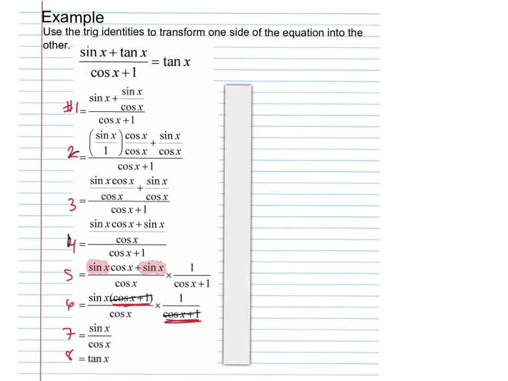And then on the numerator, all I have left is now sine of x. And the denominator, all I have is cosine x. And we all know that sine of x over cosine x is one of our identities, which equals tangent of x. And we have verified.